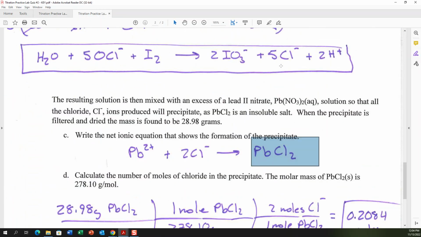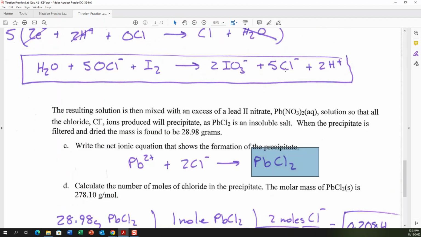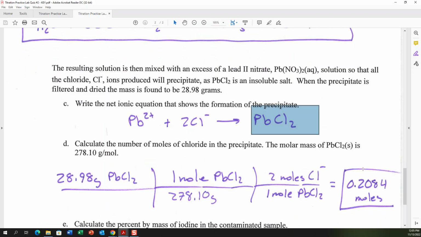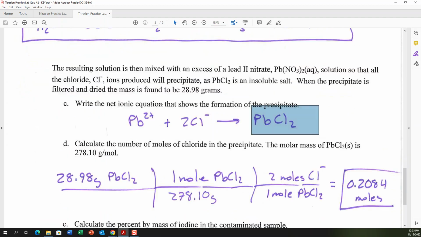So let's see what we did here. To figure out moles of chloride, I take the mass of the precipitate divided by the molar mass. They gave me that. That gives me moles of PbCl2. But I'd have to recognize that there's 2 chlorides for every 1 mole of PbCl2. So I've got to multiply by 2 here. So that's how many moles of chloride precipitated. Now, all of that chloride came from this reaction. So now we're going to take that moles of chloride, multiply it by 1/5, and that'll tell us how many moles of iodine reacted, okay?